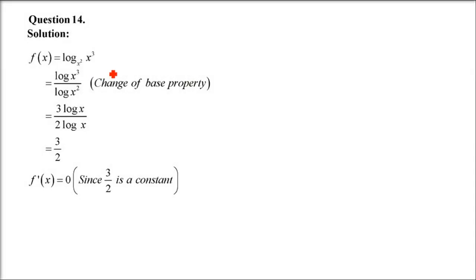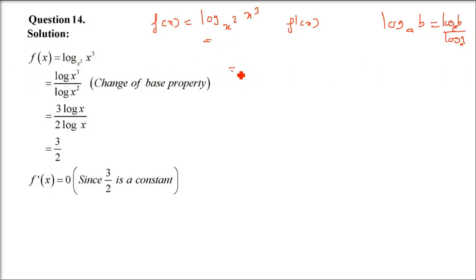Now this is question number 14. If f of x equal to log of x cube with base x square, we have to find out f dash x. So you know that log base a of b, you can write it as log b by log a. Okay, now we can write this as log x cube, and then we have log x square.